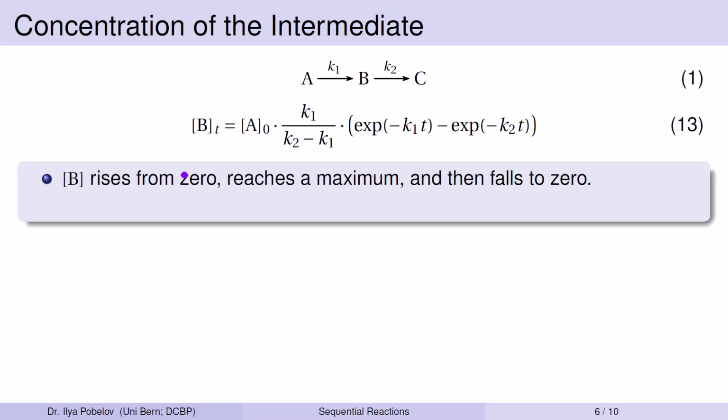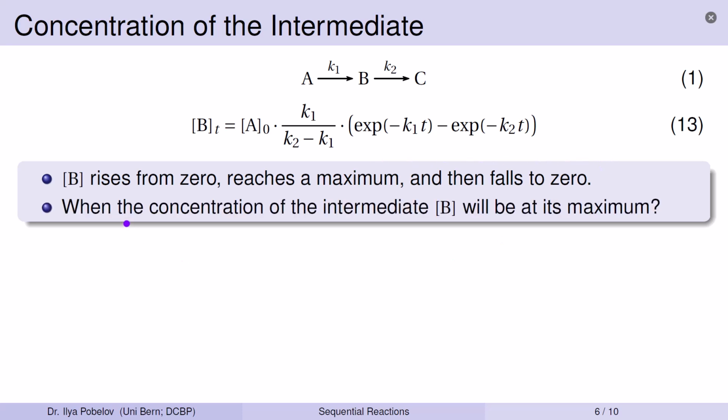As we observed in the concentration-time curves, this concentration rises from zero, reaches a maximum, and then falls to zero. We have also noticed that the peak concentration of the intermediate is influenced by the rate constants of its formation and decay. This raises an important question. Can we accurately predict when the concentration of the intermediate will be at its maximum?